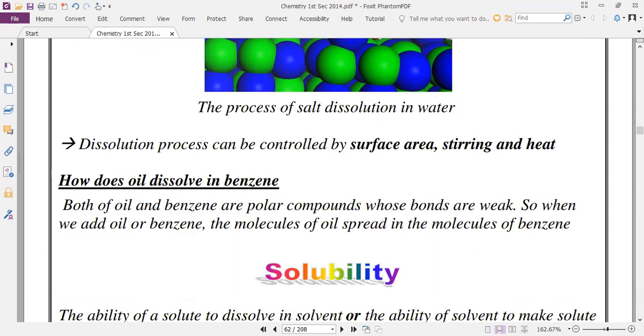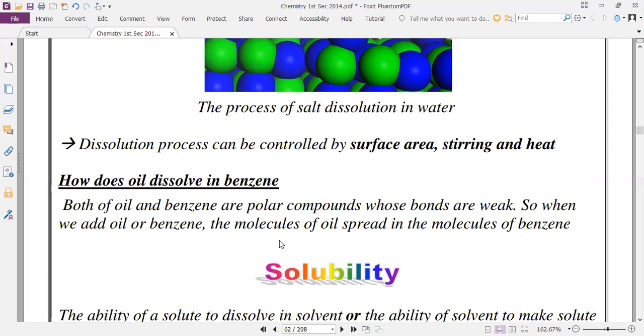The solution process can be controlled by what? By surface area, stirring, and heat. So how does oil dissolve in benzene? Both oil and benzene are non-polar compounds whose bonds are weak. So when we add oil to benzene, the molecules of oil spread in the molecules of benzene, so oil can be dissolved easily in benzene.